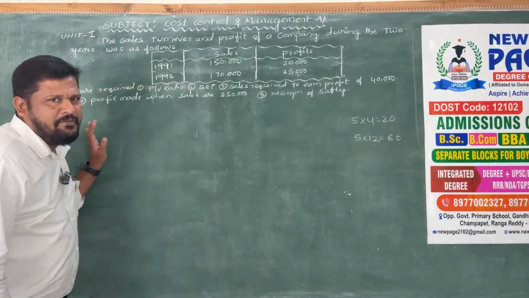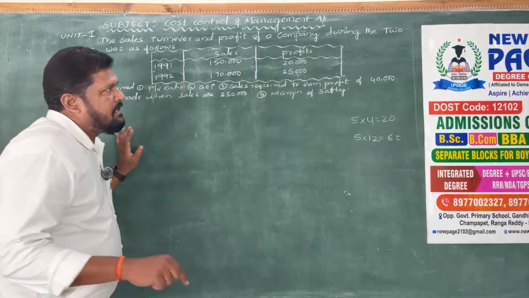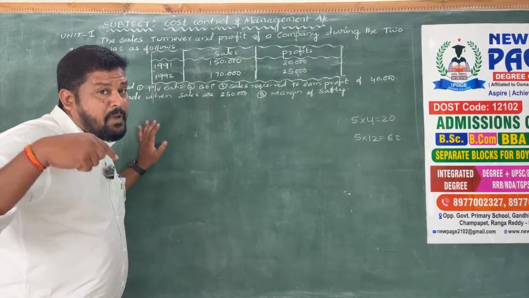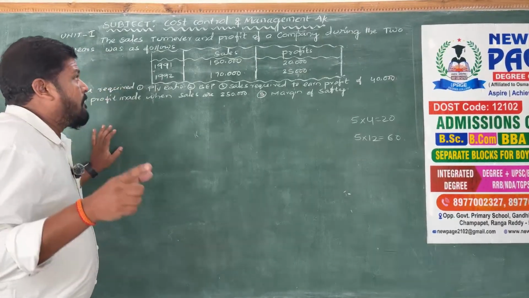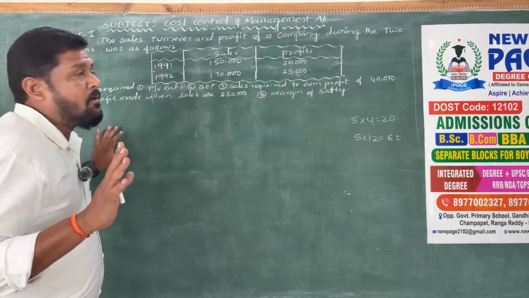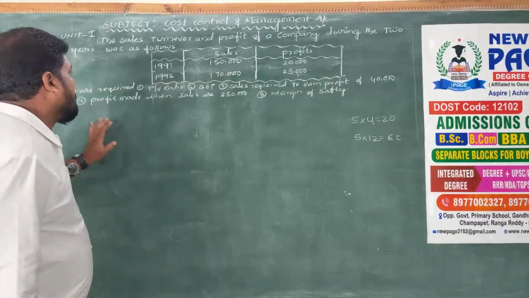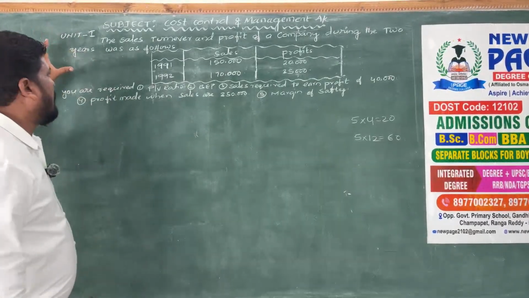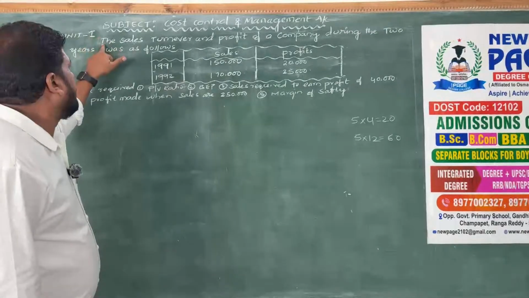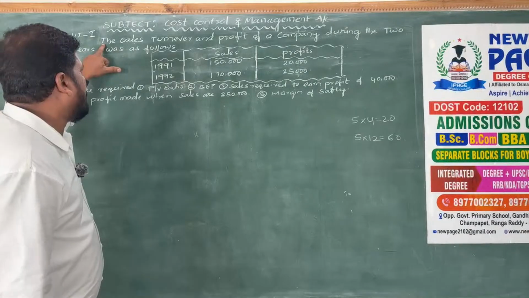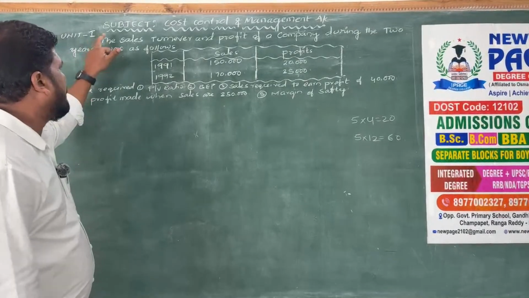Second, an alternative question will be there. The alternative question is given related to a problematic question. So we will take one problem in marginal costing. So listen carefully. Here is the first problematic question in marginal costing.